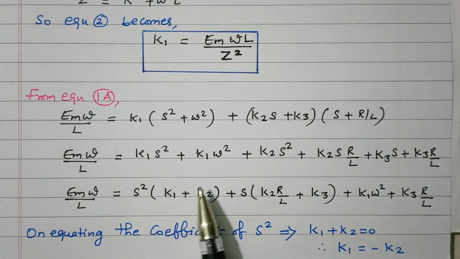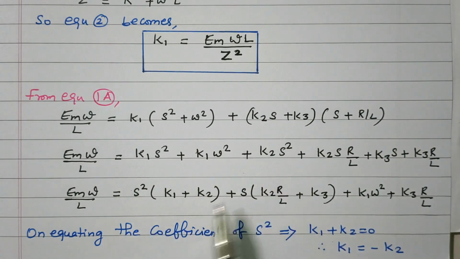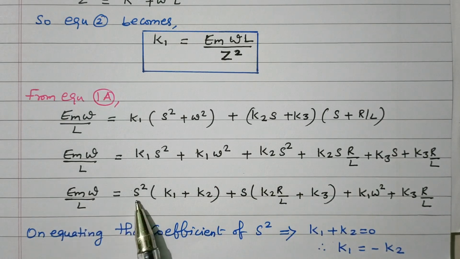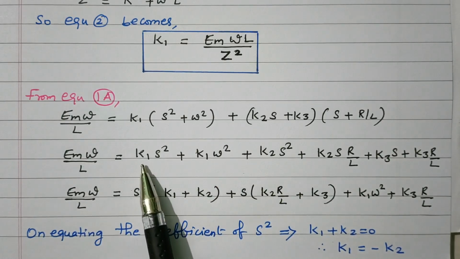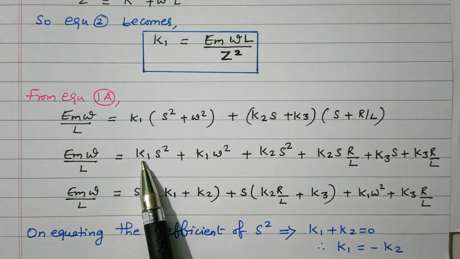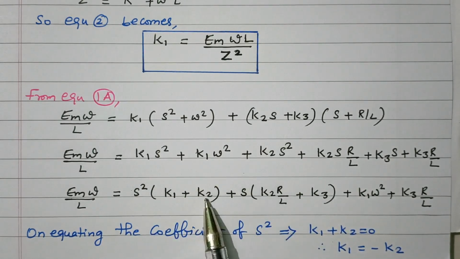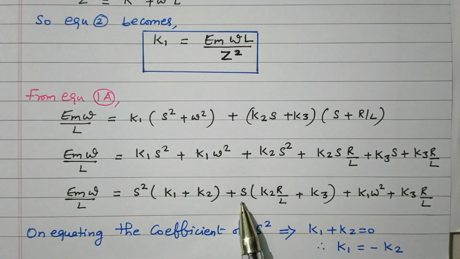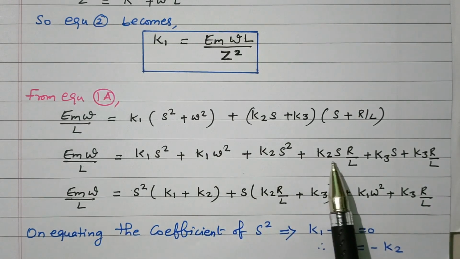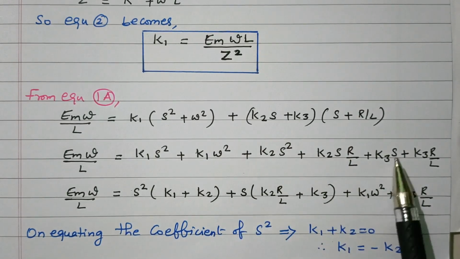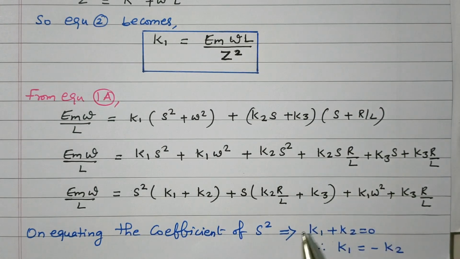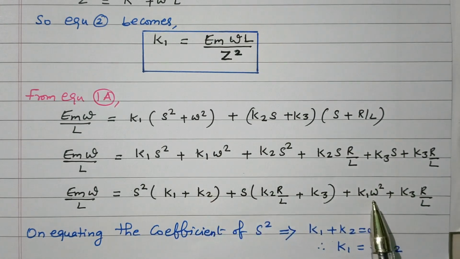Now we'll group the coefficients of s square, s and constant. Em omega by L equals, taking s square common: here the s square term K1 is available, and here the s square term K2 is available, so K1 plus K2. Similarly, take s outside: here s is available with K2 R by L, and here s is available with K3. The K1 omega square and K3 R by L is the constant.